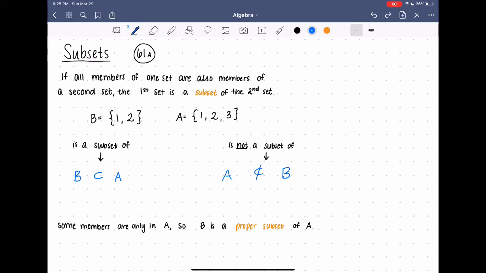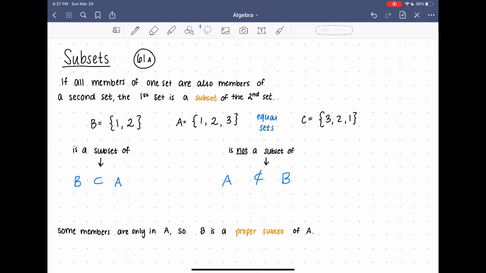Now let's add another set. Suppose we have set C, and that is defined as 3, 2, 1. Set C would be considered a subset of set A, since all members of C are the same as the members of set A. We can even go so far to say that set C and set A are equal sets to each other because they have the exact same members. Now it's important to note that equal sets are considered improper subsets of each other.